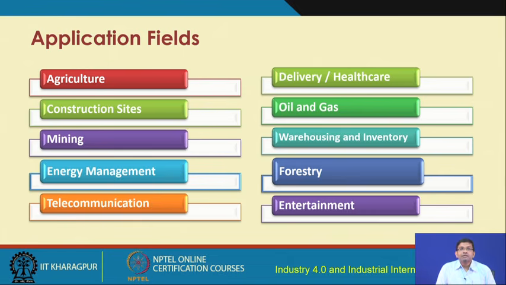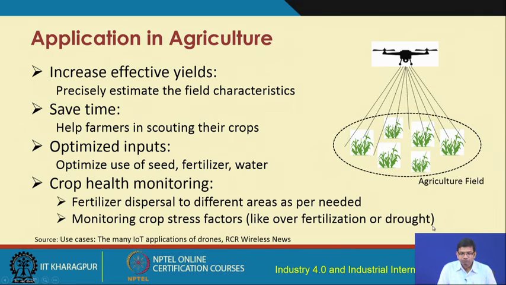In the other industries also UAVs could be used: healthcare industry, oil and gas, warehousing and inventory, forestry, and entertainment industry. These are some of the names of different industries where UAVs find applications.